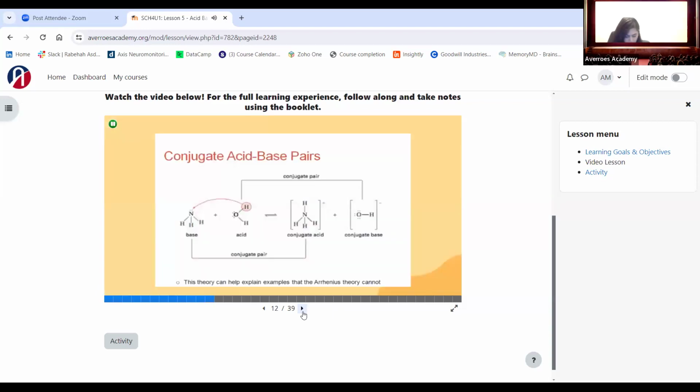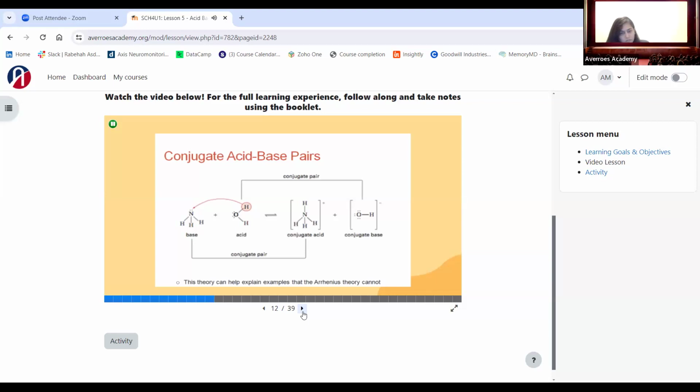And here's another example looking at ammonia, NH3 plus H2O. NH3 is our base, H2O is our acid, and then the conjugate pairs: our NH3 is the base. It is paired with the conjugate acid, which becomes NH4+, right? It gained a proton but it was a base, so it's the conjugate acid. And then the initial acid, which was the water, which we know is the one that's going to give up that H+, its conjugate pair is a conjugate base, which then becomes OH-.